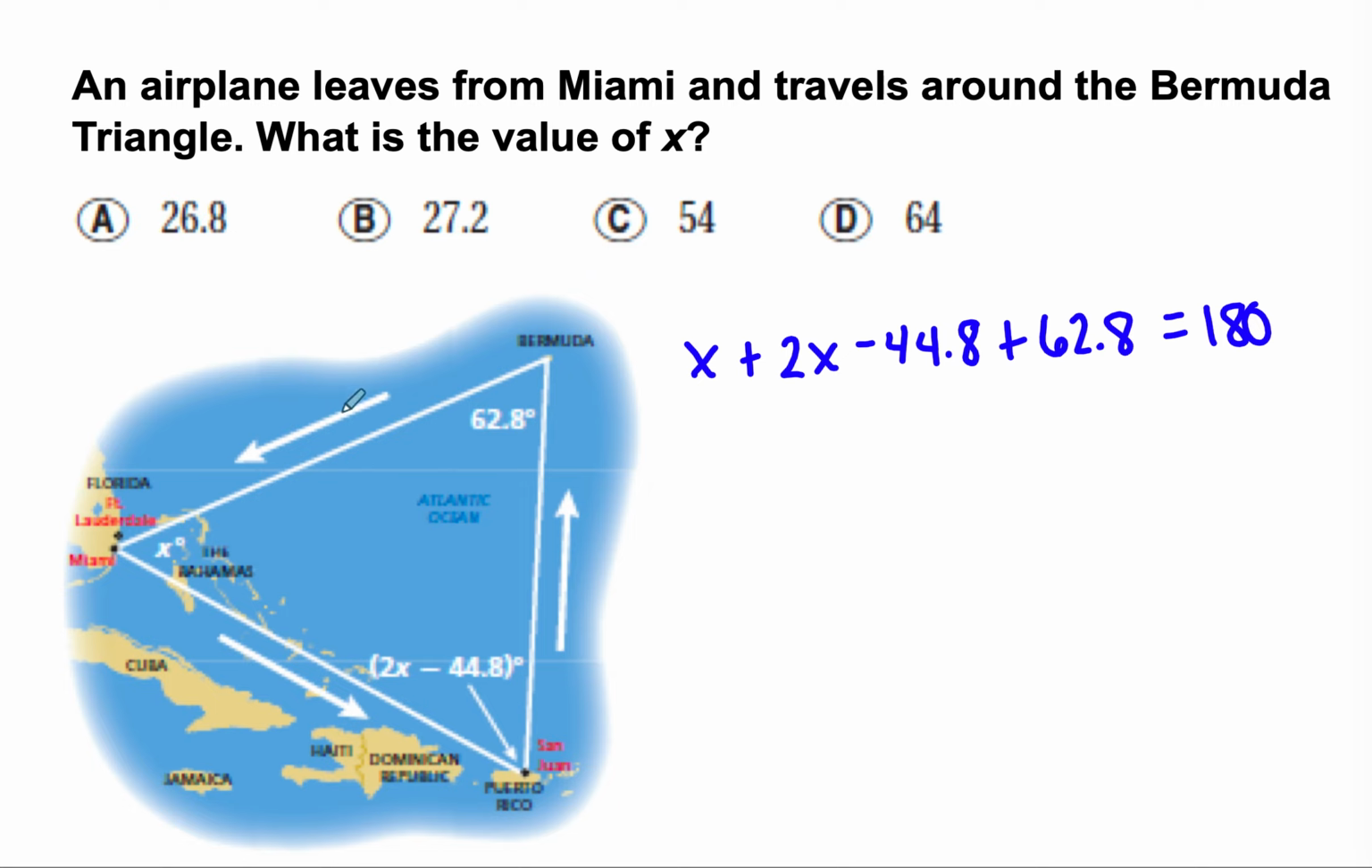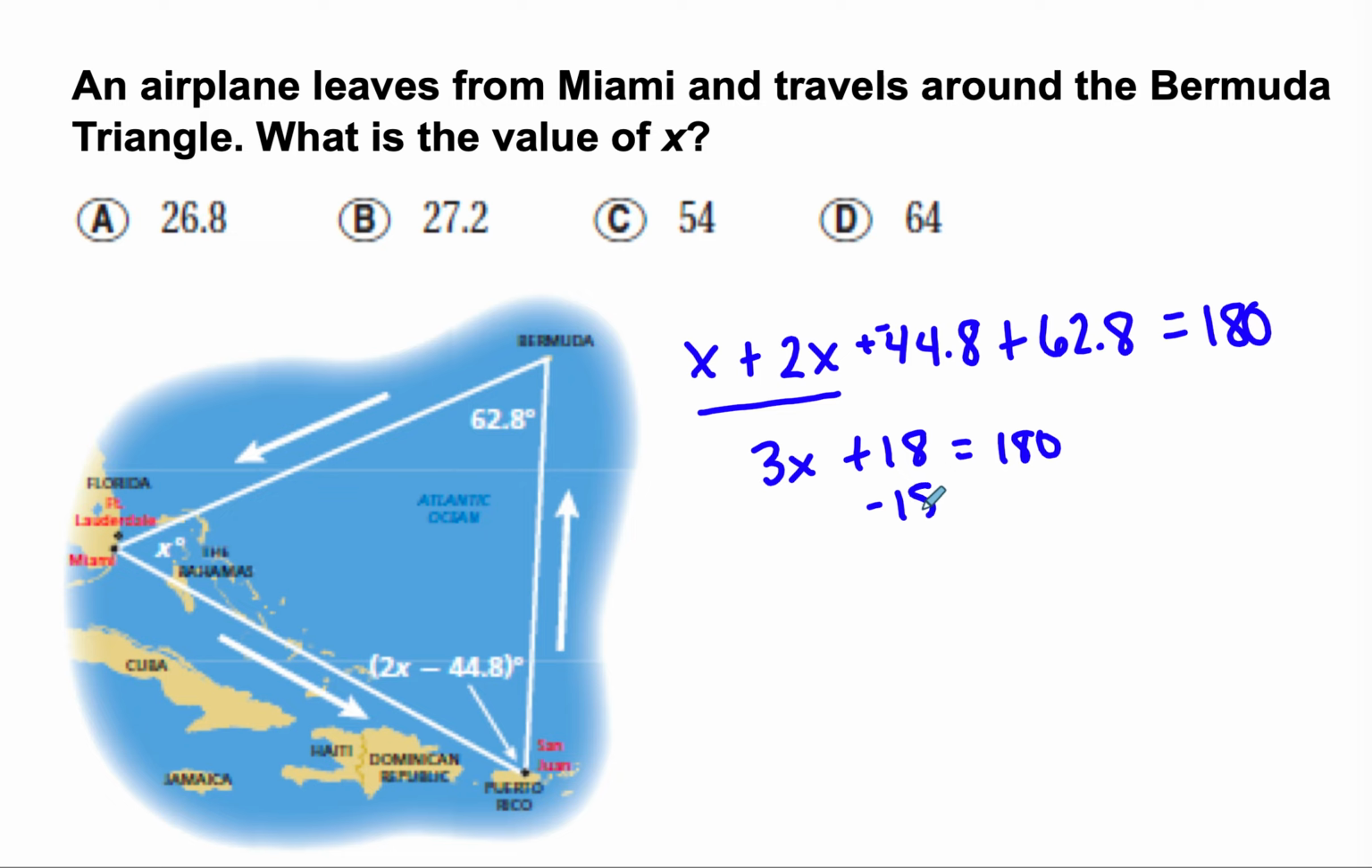Okay, so let's go ahead and check our answers. So we're going to start by adding our X and 2X together. X plus 2X is going to be 3X. And then I'm going to add negative 44.8. And then I am going to add a 62.8. And together I am going to get 18. So I have 3X plus 18 equals 180.